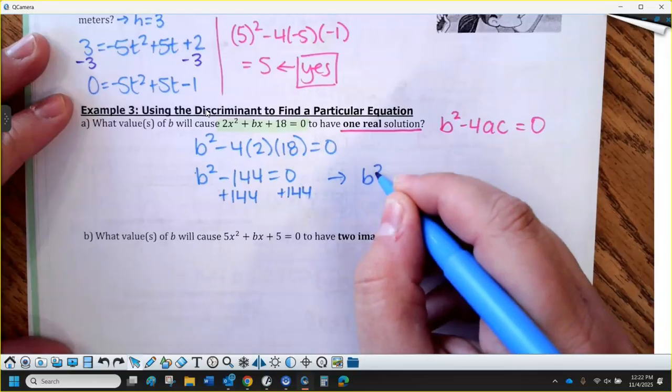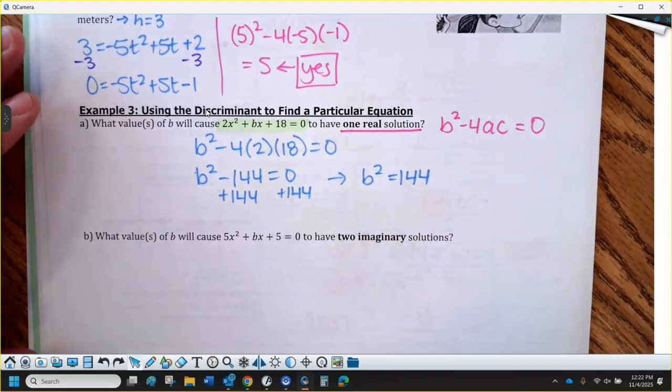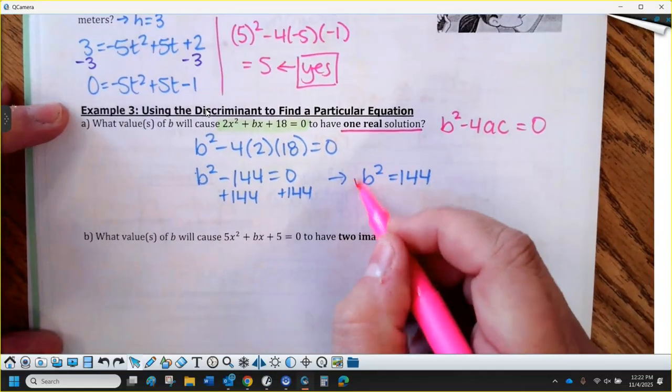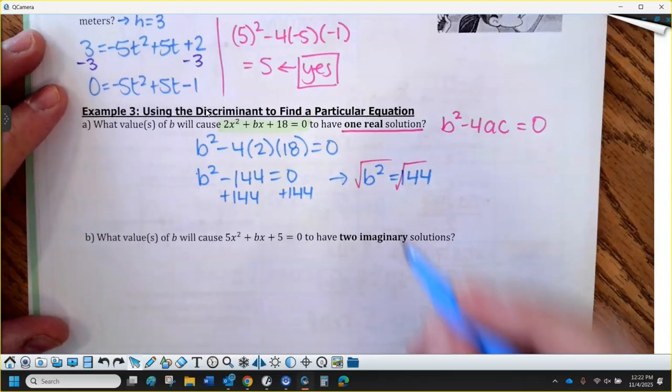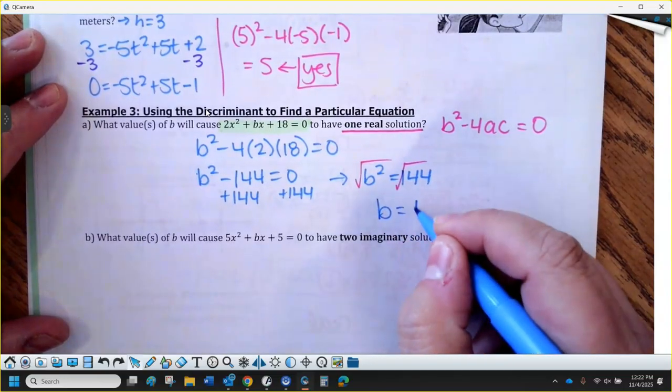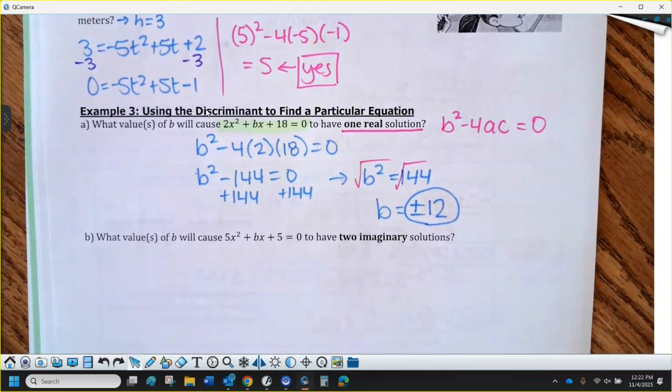And I would have b squared is equal to positive 144. How do I get rid of the squared? Square root. Okay, now what would you write as your answer? Plus or minus is super, super important. We introduced the square root. There are actually 2 answers to that question. It could be 12 or it could be negative 12.